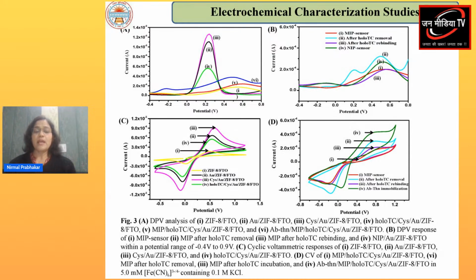After that, for the MIP sensor, there is electropolymerization of phenol onto the surface of this holo TC attached electrode. So there is again a decrease in the current here in picture B, and after removal of holo TC, the current further increased. Because holo TC is not there, the surface is again comparatively conducting. And because of the presence of cysteine and the sites that are created, there is a peak at 0.2 volt. This confirms that there is successful removal of holo TC.